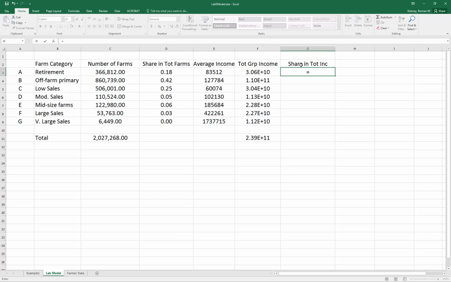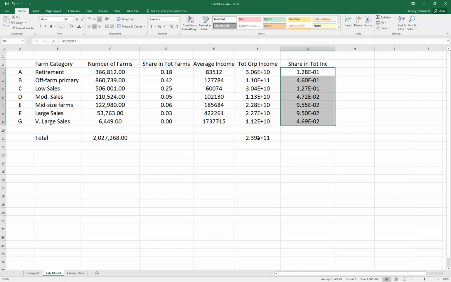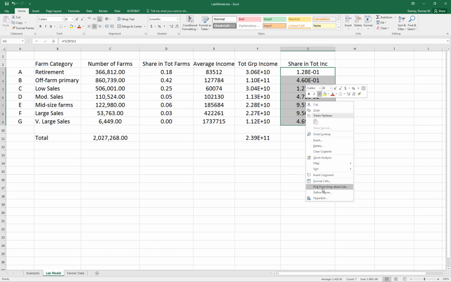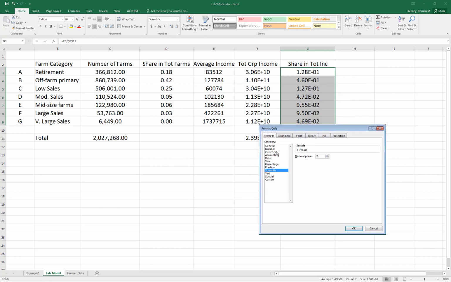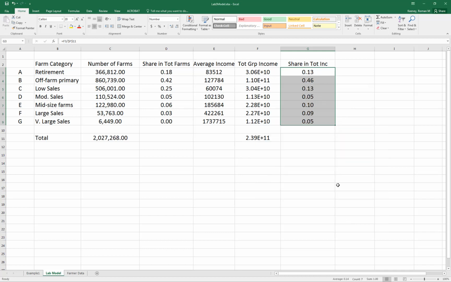So we're going to say equals the total group income divided by the total for all farms. And then we're going to click F4 again, that function 4 key, to get the absolute cell reference so that we can copy this down. Okay, and I do not want this to be in scientific. I want it to be a number with 2 decimal places. Okay, so 13, 46, 13, 05, 10, 9, 5.